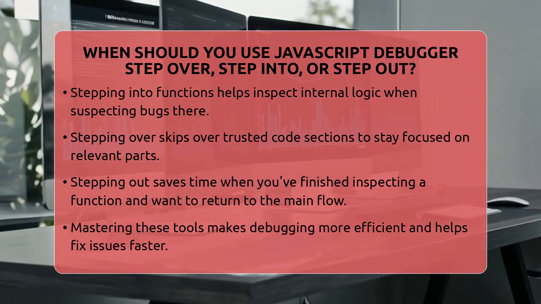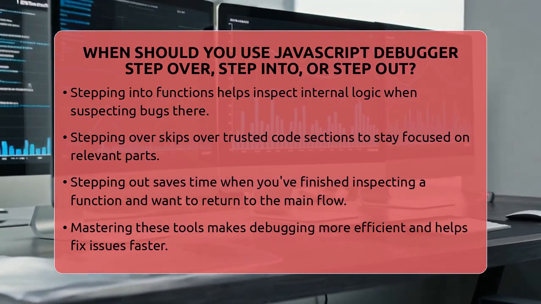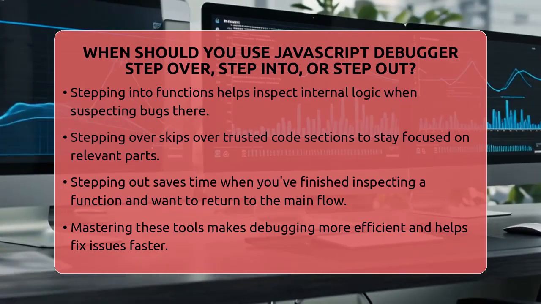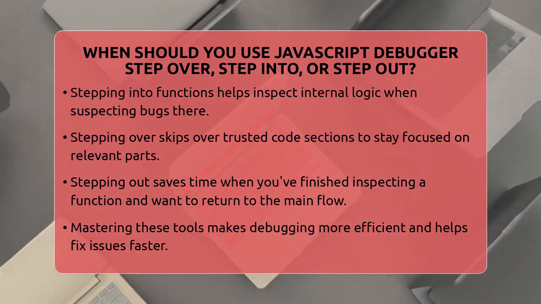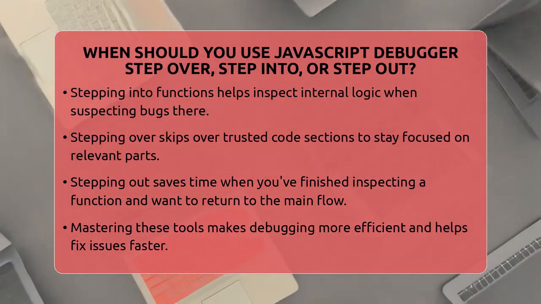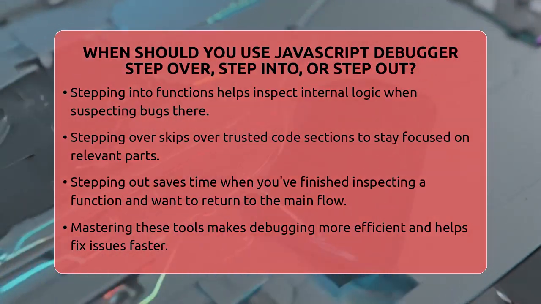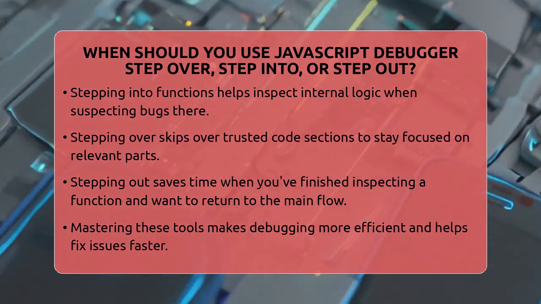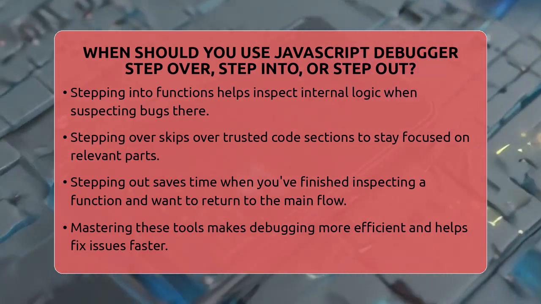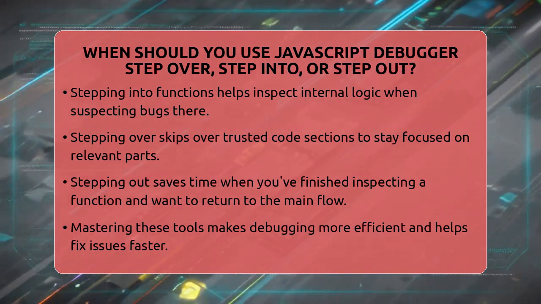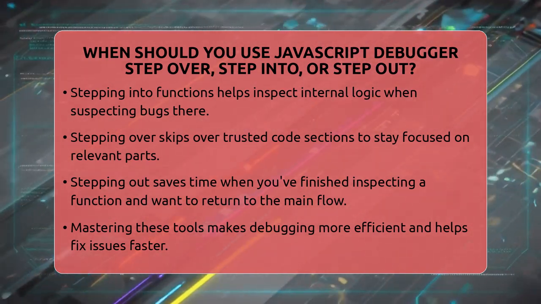A breakpoint is a marker you set in your code where execution pauses. The call stack shows you the sequence of functions that led to the current point. The scope panel displays variables accessible at that moment. These tools work together with stepping controls to help you understand exactly what your code is doing.